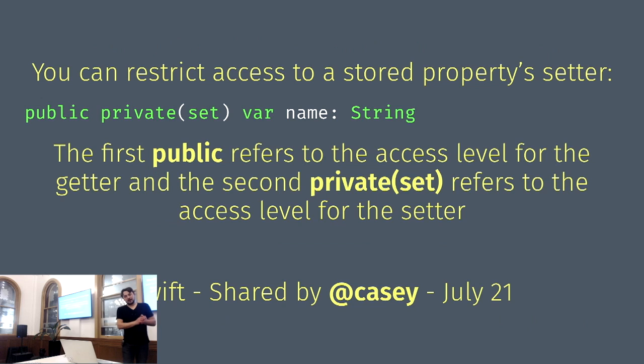Second thing, you can restrict access to a stored property's setter. This would be some Swift syntax for a variable. You've got public, then private, then set, and then the variable name. The first public refers to the access level for the getter, and the second is the private set. I knew you could do private set, but I'd never thought of doing public and private in a row. That was shared by Casey.